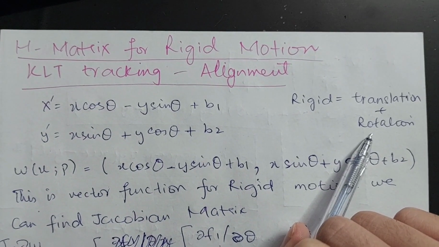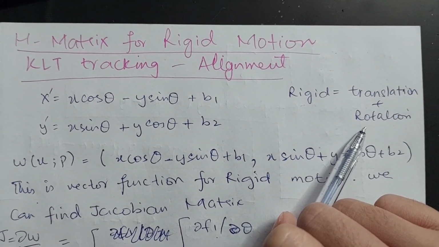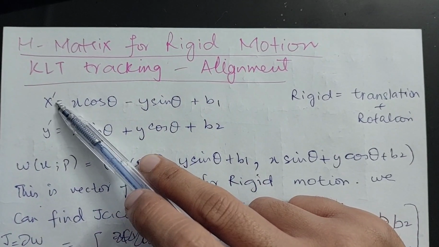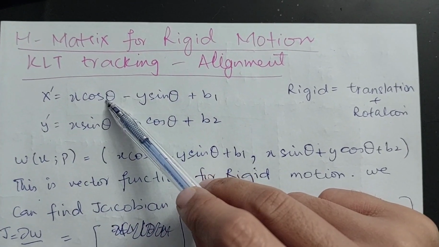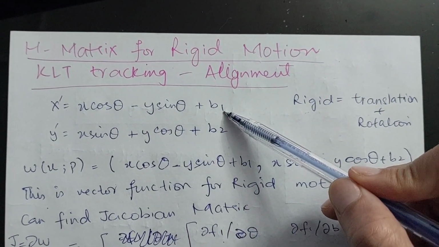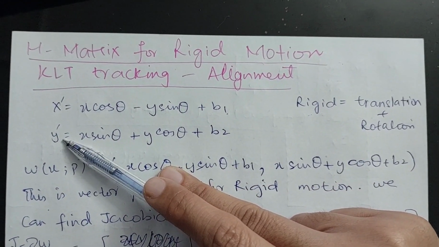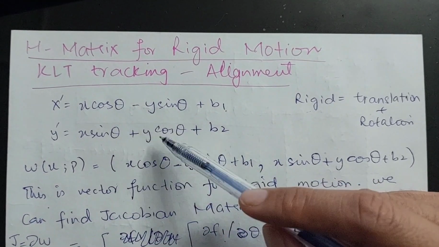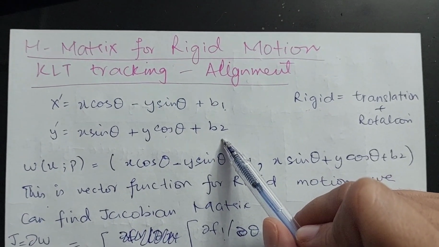So the equations that we use for rigid motion tell us that the new coordinates of the object include x cosine of theta minus y sine of theta plus b1, which is the linear translation, and the y coordinate is equal to x sine theta plus y cos theta, plus b2, which is the linear translation in the y-axis.